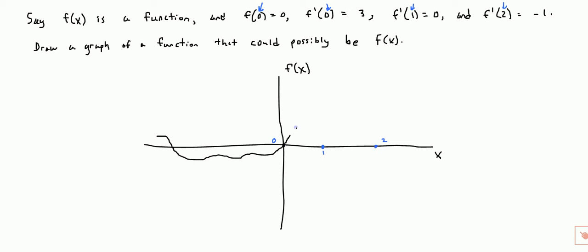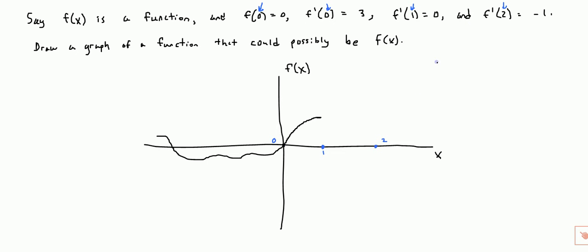Okay? At x equals 1, we don't know what the function is, but we know that the derivative is 0. So if the derivative is 0, that means it's going to have horizontal slope at x equals 1. So we don't really know what's happening between 0 and 1, but it's got to have slope 0 at x equals 1. Okay, and that's got slope 0.